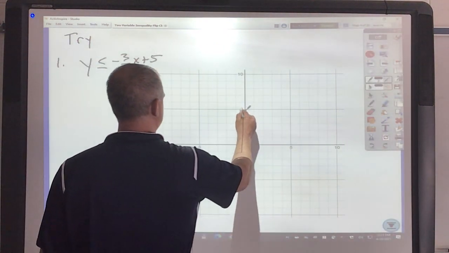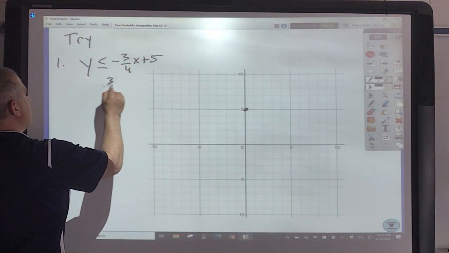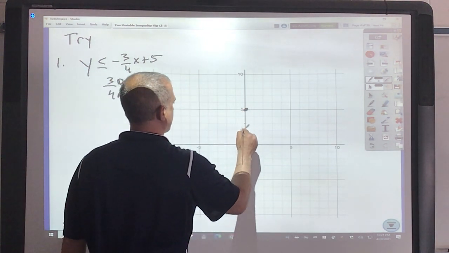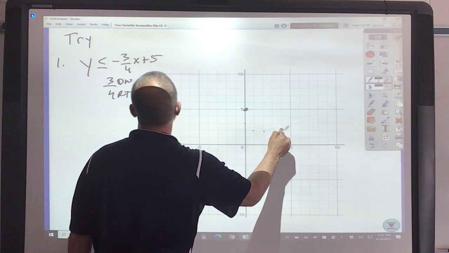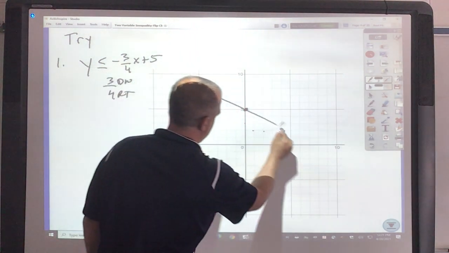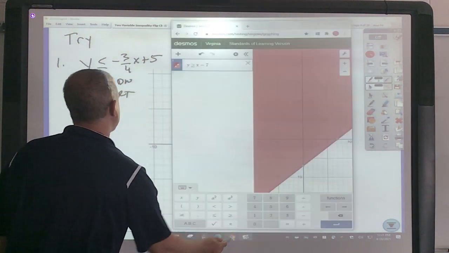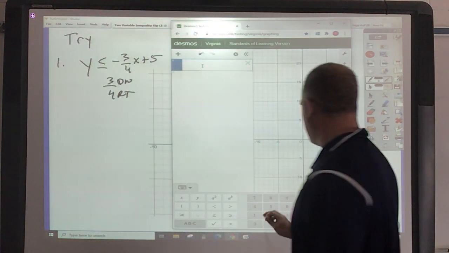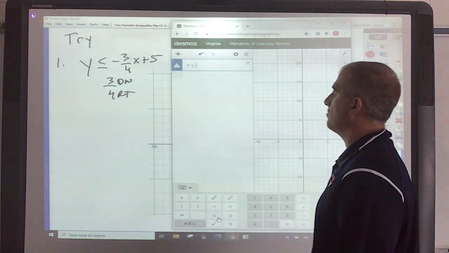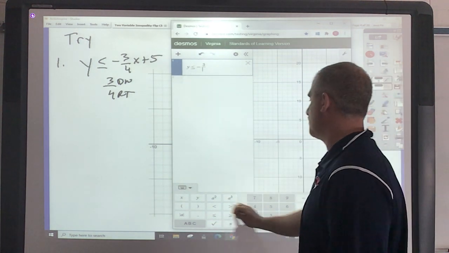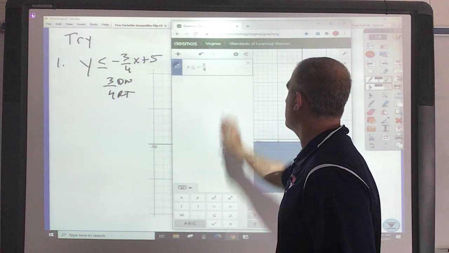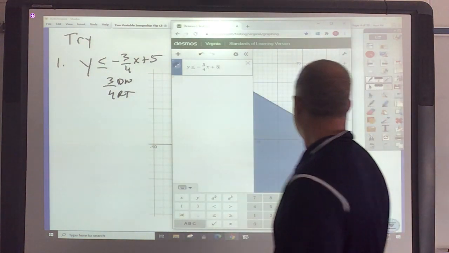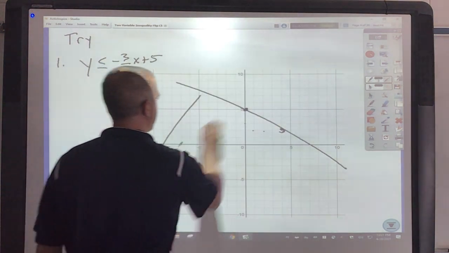So what I would do here is start at 5. This would be 3 down, 4 right. So 1, 2, 3 down, 1, 2, 3, 4 right. This is a solid line. I'm using Desmos from there. So I've got y less than or equal to -3/4, fourths. Make sure I click over here, x plus 5. I see the shading is right down there.